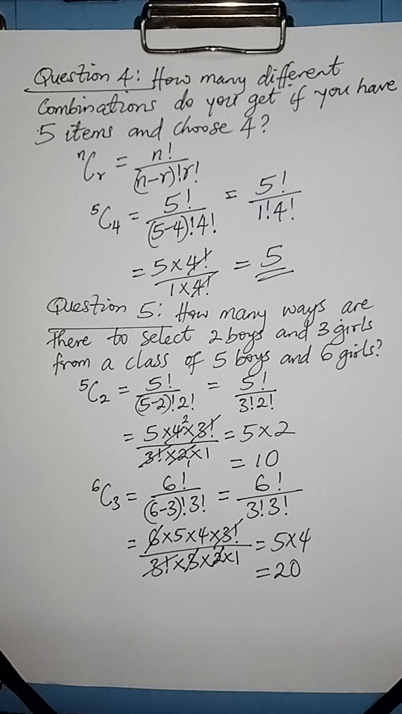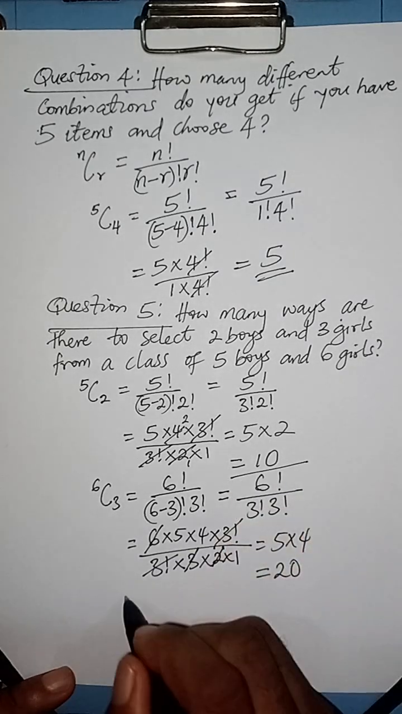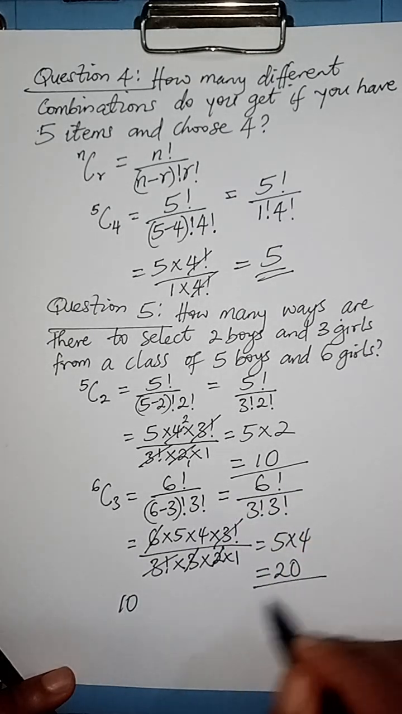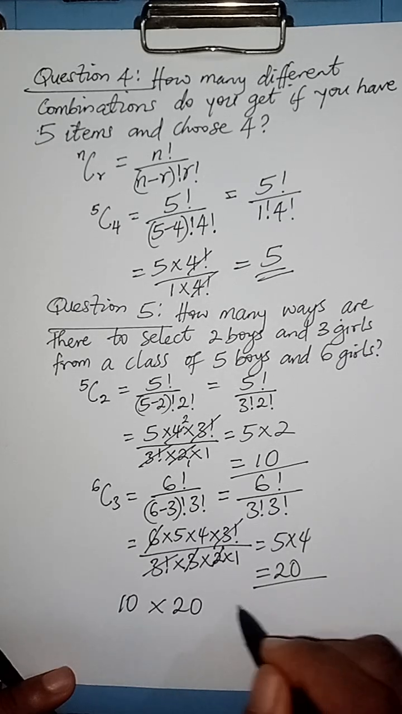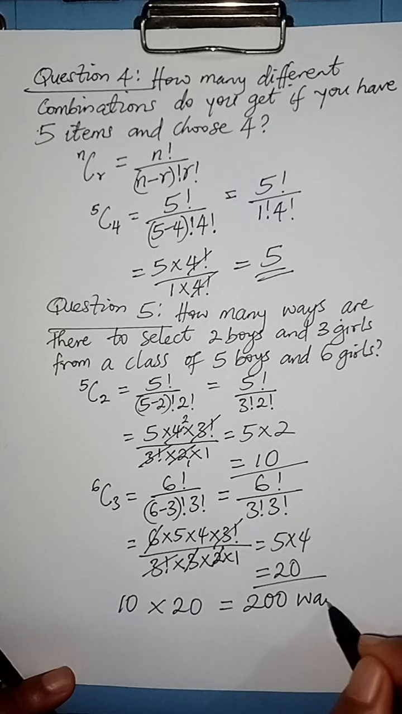So how many ways are there to select 2 boys and 3 girls from a class of 5 boys and 6 girls? For boys, we got 10. For girls, we got 20. So 10 times 20 gives you 200 ways.